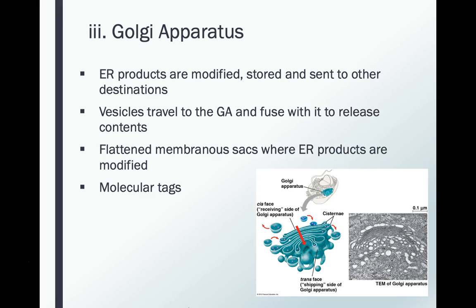Most of those products are going to go to an organelle called the Golgi apparatus. In the Golgi apparatus, the endoplasmic reticulum products are going to be modified. They're going to be sorted, stored if necessary, and sent out to other destinations. So I like to think of this as a packing and shipping store. It will add tags to molecules, finish protein folding, and other things like that to prep any molecules that are going to be used in the cell.